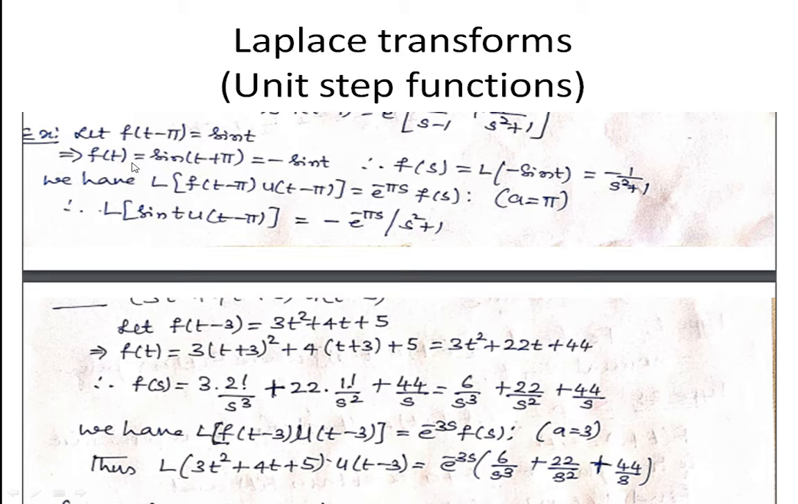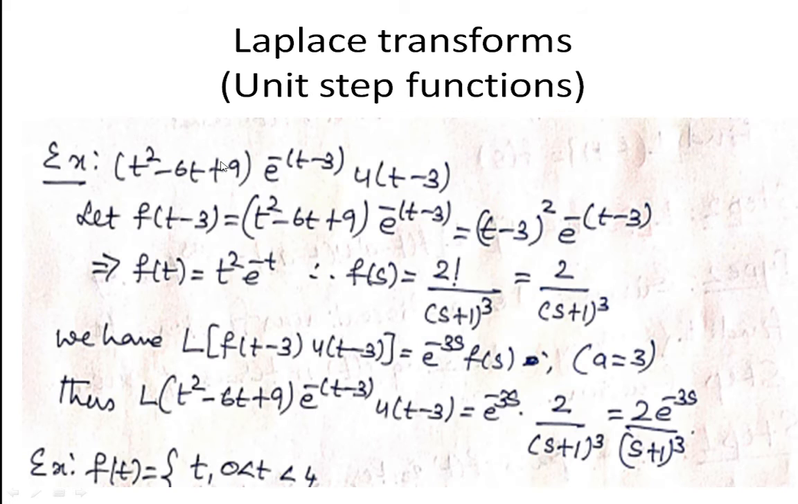T is replaced by t plus a. Therefore, sin of t plus pi, that is sin of 180 plus theta, is what? Minus sin theta using the ASTC rule. Therefore, it is minus sin t. Therefore, f of s equals L of minus sin t, which is minus 1 upon s square plus 1. Therefore, the Laplace will be what? e to the power minus as into f of s. Okay, that's for practice purposes that we have taken.